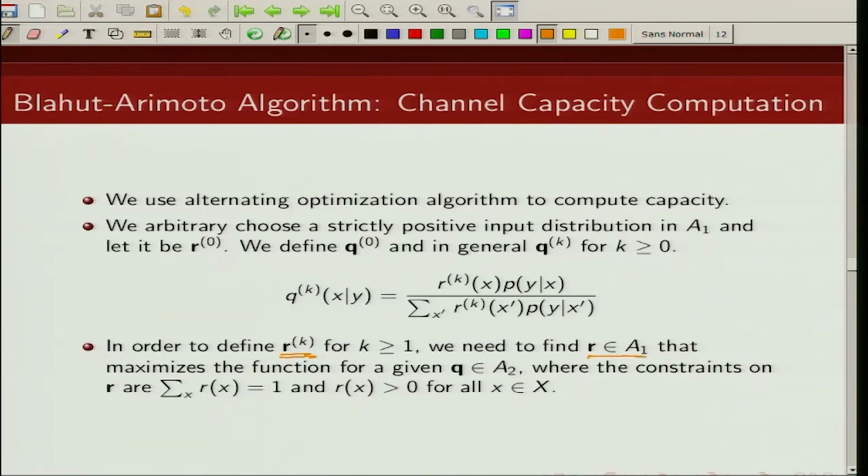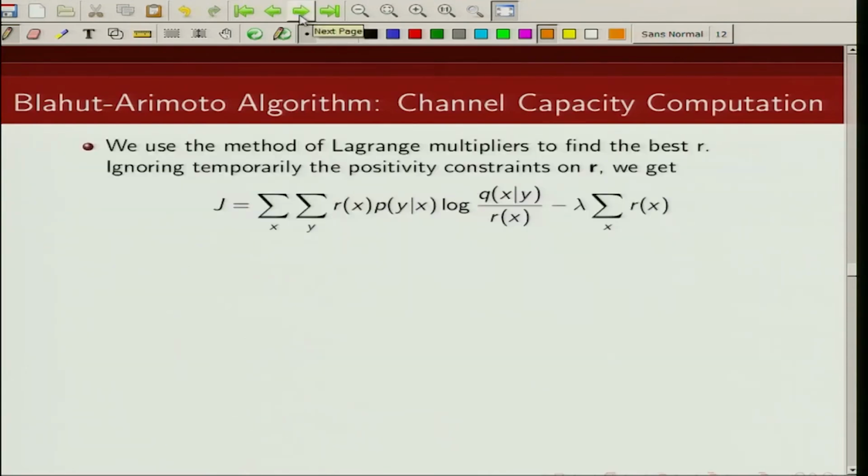So we need to find an R which belongs to this convex set A1 that maximizes a function for a given Q. Now remember, in addition to maximizing this function, we also have some constraints on R. And what are those constraints? First one is that the sum of probabilities should be 1, and the probabilities are greater than 0. So these are the two constraints we have. So we want to find the optimal value of R given these two constraints. So how do we proceed? We will take help of the method of Lagrange multipliers.